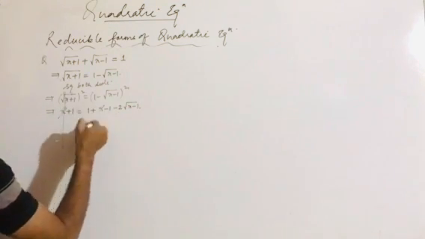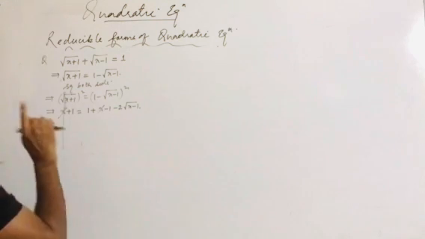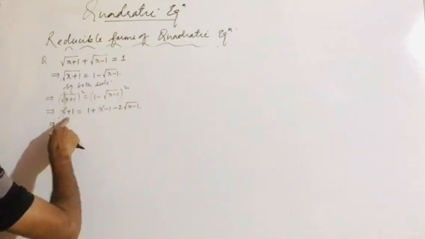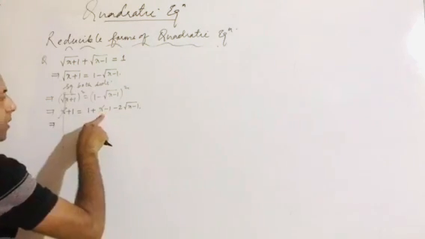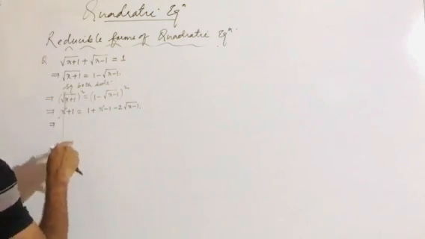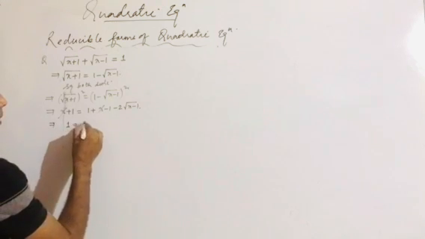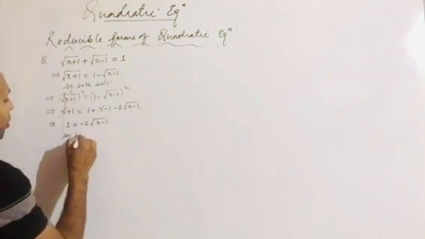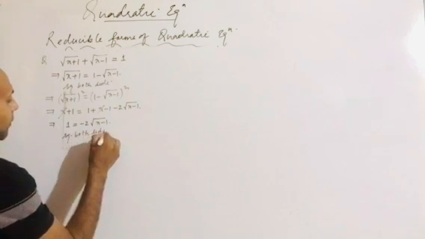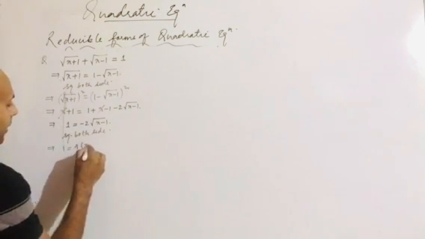Children, you can see that this x and this x get cancelled here. Again I am repeating: root under x plus 1 whole square will be x plus 1, 1 square is 1, root under x minus 1 whole square is x minus 1 minus 2 root under x minus 1. Here you can see that this 1 and this 1 get cancelled, so I will have 1 equal to minus 2 times root under x minus 1, and here you again square both sides. I will get 1 equal to 4 times x minus 1.